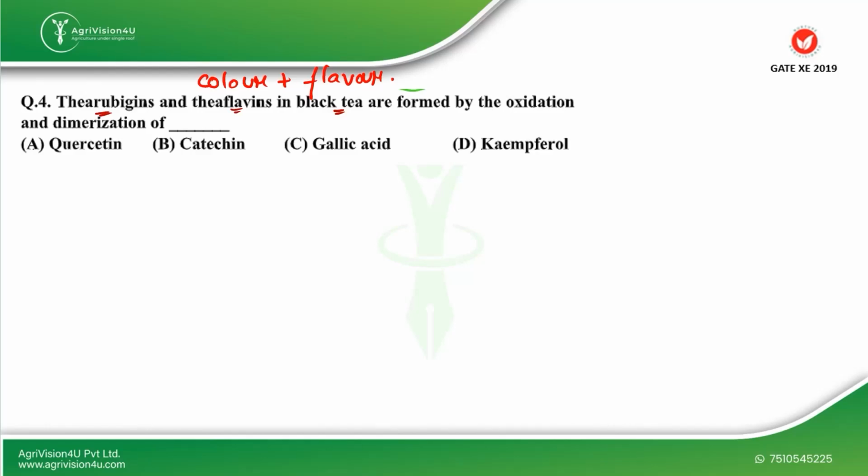They are basically formed during the fermentation process of the green tea leaves. So what happens? It involves the oxidation and then the dimerization of catechin. So my correct option is B. Basically, catechin is a group of flavonoid compounds which is found in the green tea leaves.